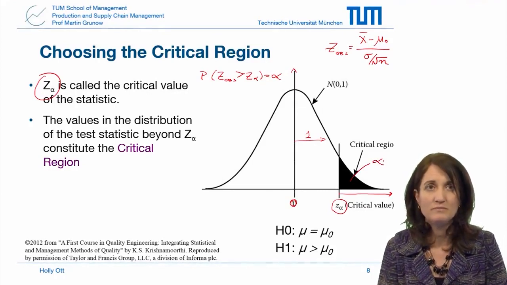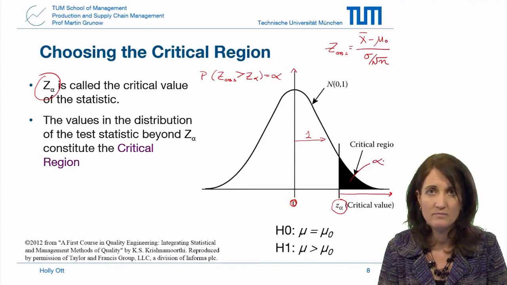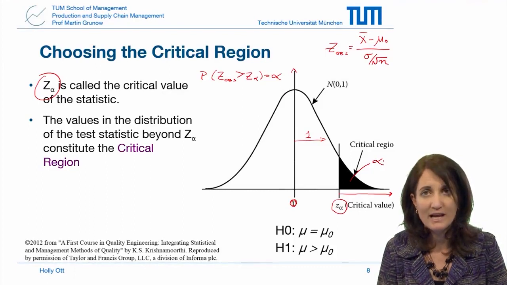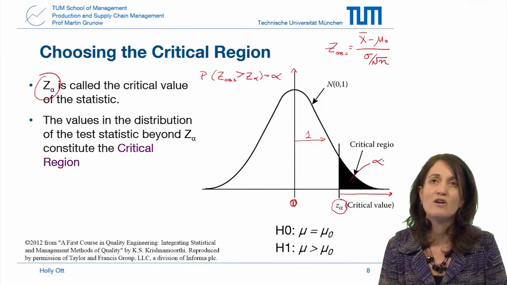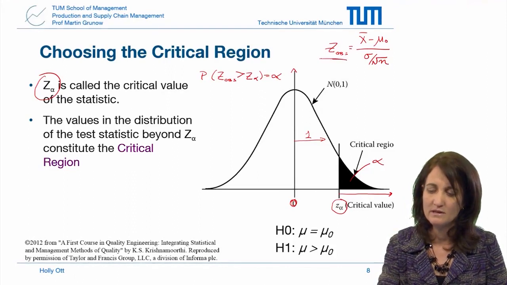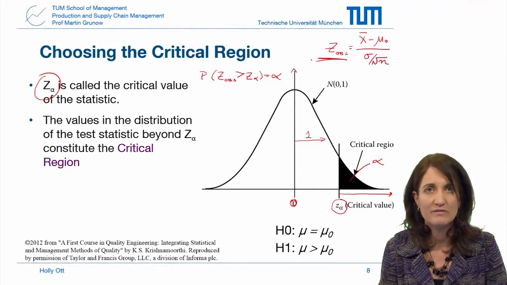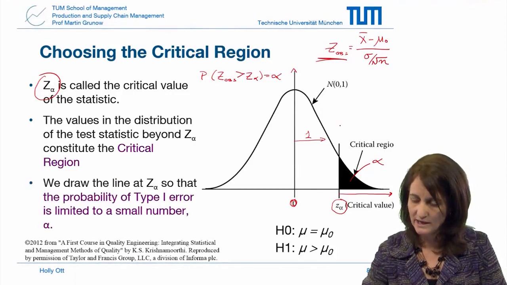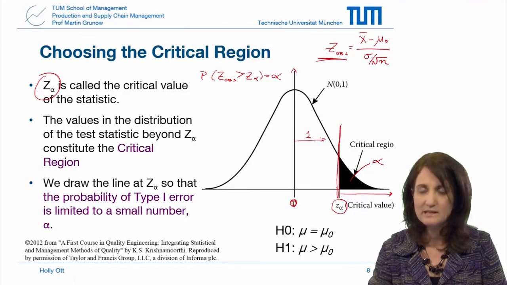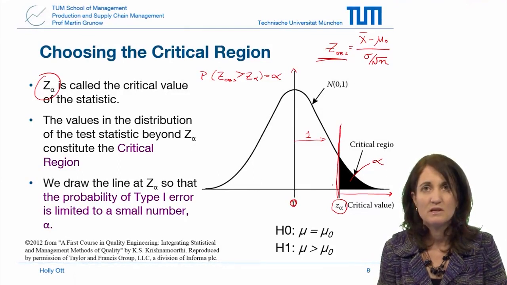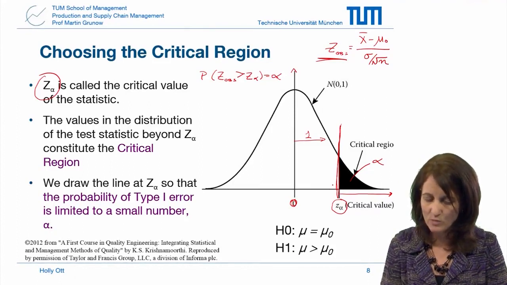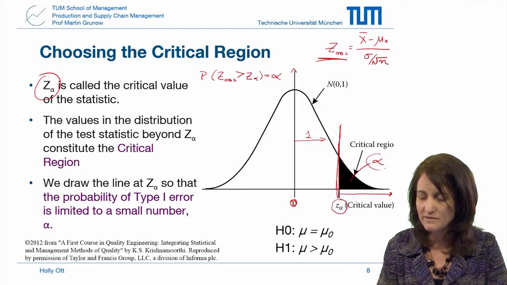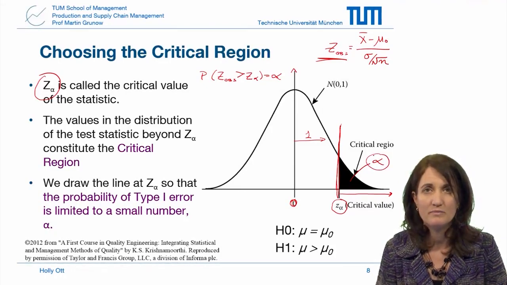So with the given H1, the given alternative hypothesis, we will reject the null hypothesis in favor of the alternative hypothesis if our observed z is significantly large enough. So we draw a line here at the z alpha such that the probability of a type 1 error is limited to this very small number alpha.